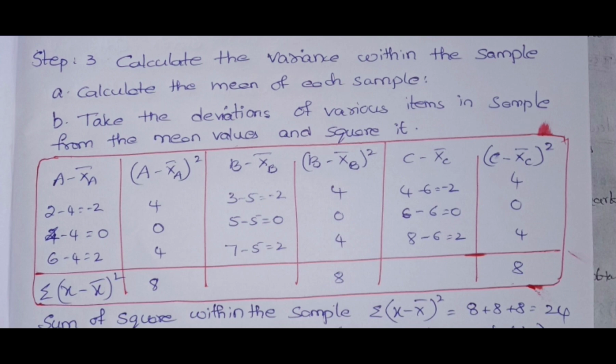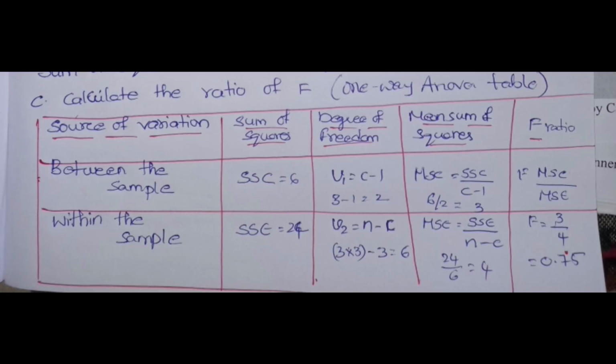So if you see here, we are following the same process in step 3 as in step 2, but it is with each sample. Summation of x minus x bar squared equals 24. We got the values of sum of squares within the samples and sum of squares between the samples. So the next step is to calculate the ratio of F, for which we should draw an ANOVA table, a one-way ANOVA table.